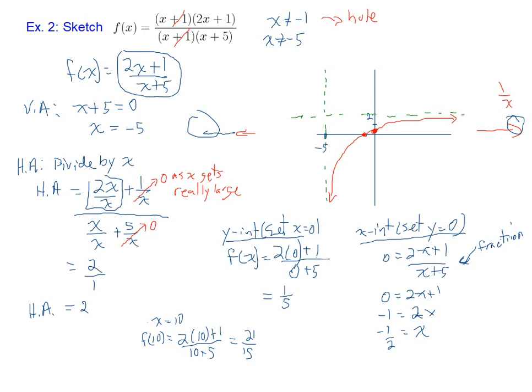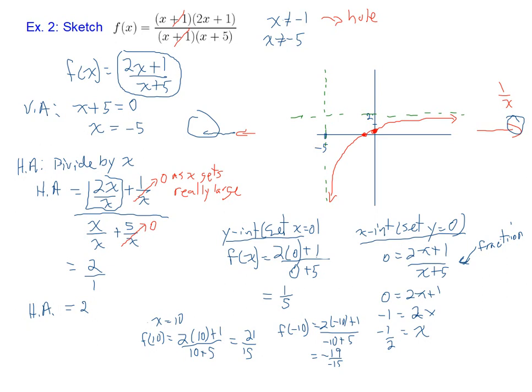And then we can do the same thing on the other side. So let's look at f at negative 10. So we'll get 2 times negative 10 plus 1 divided by x, which is negative 10 plus 5. And when we do that, negative 20 plus 1 is going to be negative 19 over negative 15. So we know that this number, in this case, looks like it's less than 2 as well, doesn't it? Let me just make sure we didn't make a mistake here.